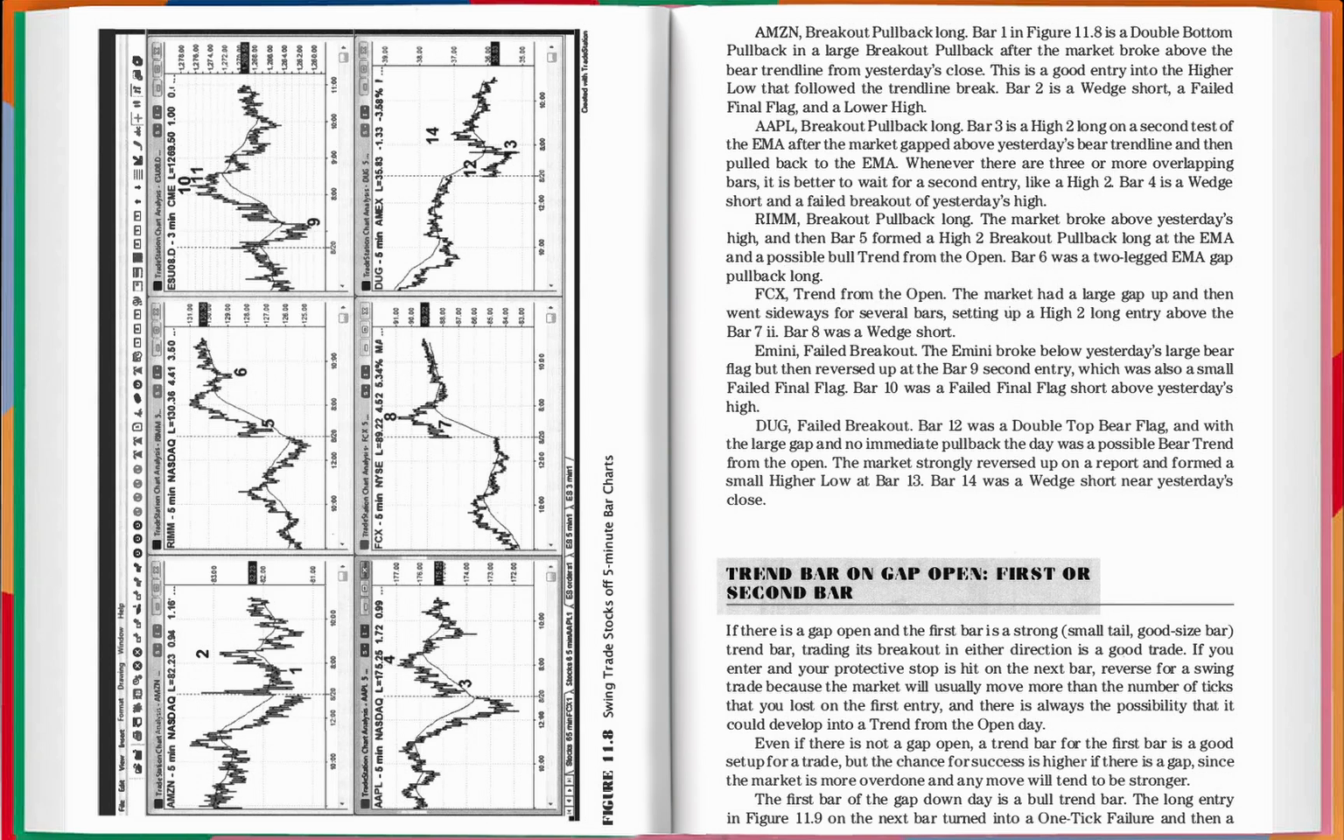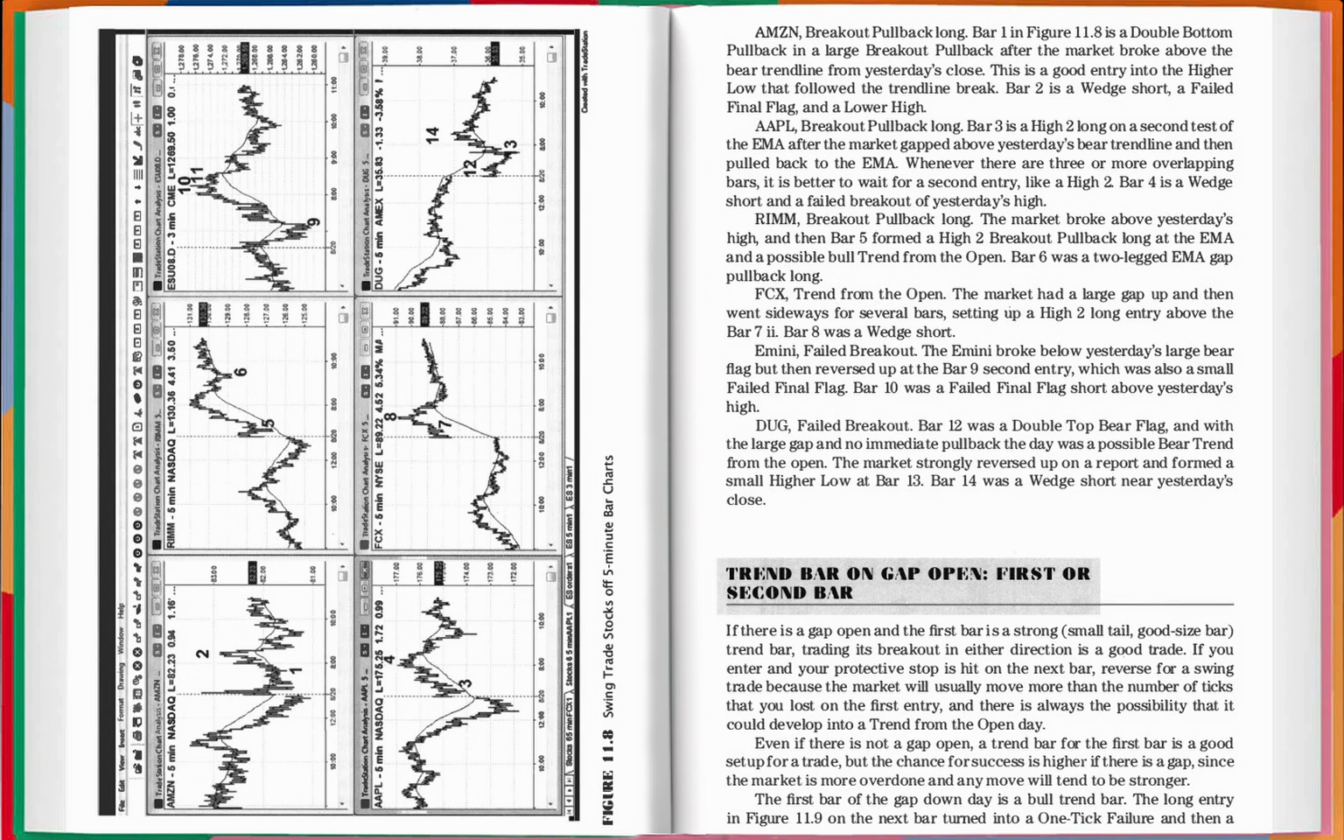Whenever there are 3 or more overlapping bars, it is better to wait for a second entry, like a high 2. Bar 4 is a wedge short and a failed breakout of yesterday's high. RIMM, breakout pullback long. The market broke above yesterday's high, and then bar 5 formed a high 2 breakout pullback long at the EMA and a possible bull trend from the open. Bar 6 was a two-legged EMA gap pullback long.